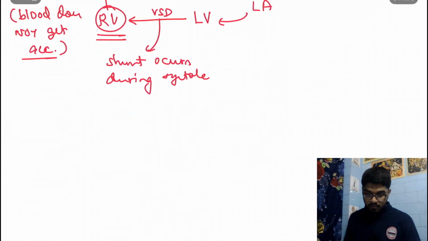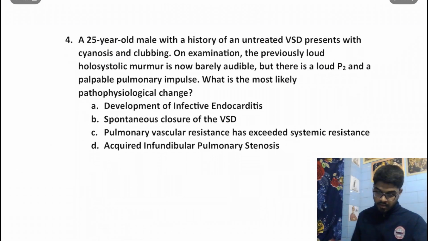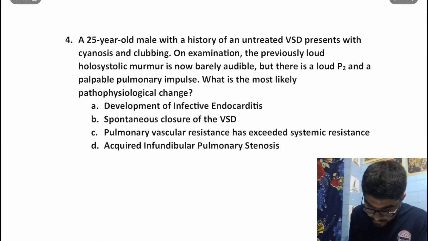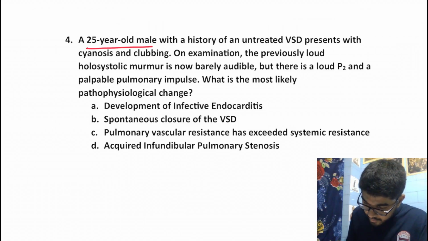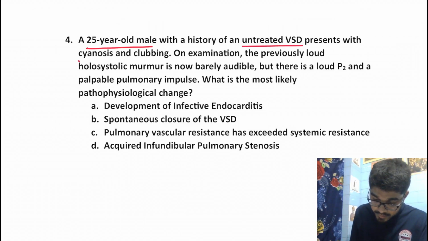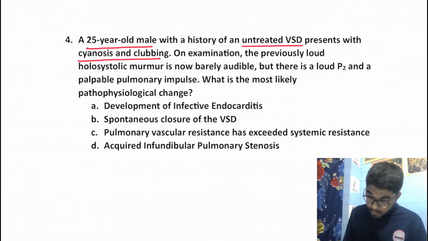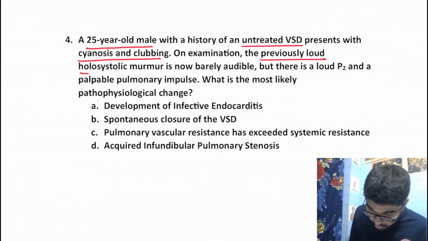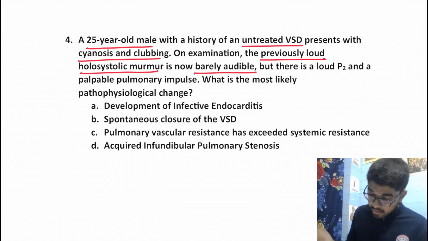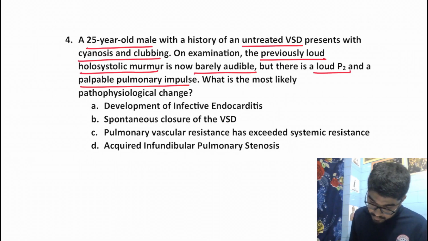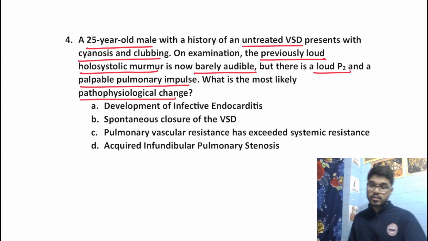Okay. Moving on to the next question. Now, a 25-year-old male with a history of an untreated VSD presents with cyanosis and clubbing. On examination, the previously loud holosystolic murmur is now barely audible, but there is a loud P2 and palpable pulmonary impulse. What is the most likely pathophysiological change?